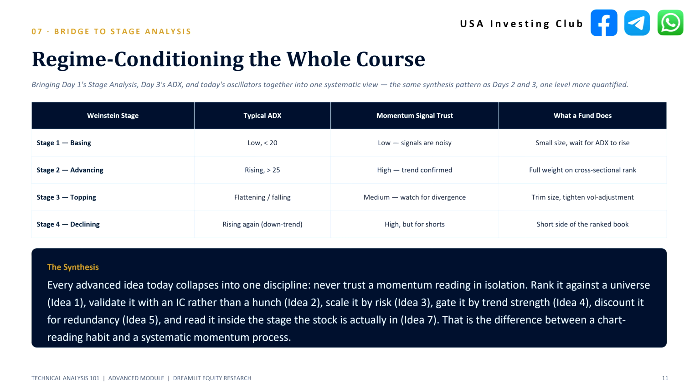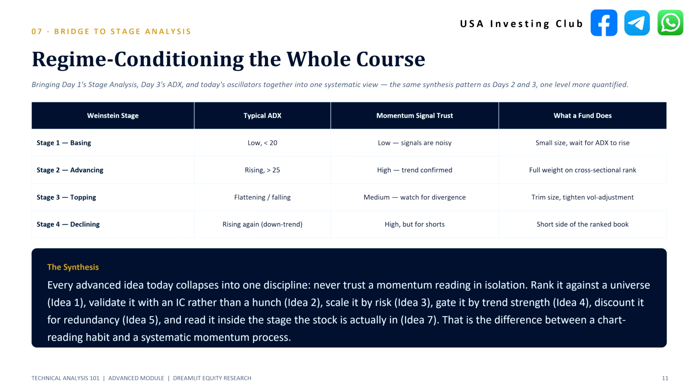And in stage 4, declining, ADX rises again, but now backing a downtrend, and trust returns to high, specifically for the short side of the ranked book. The synthesis: every advanced idea from today collapses into one discipline. Never trust a momentum reading in isolation.